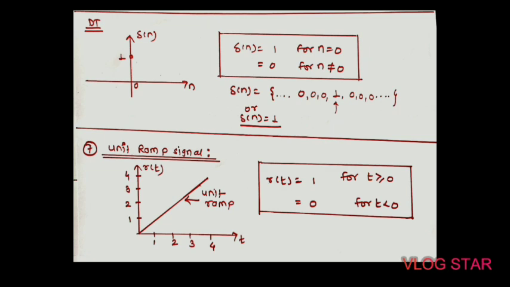Next type of signal is unit ramp signal. A discrete time unit ramp signal is denoted by u of n, and the continuous time ramp signal is denoted by r of t. Mathematically, this unit ramp signal in continuous form is r of t equal to t for t greater than or equal to 0, and r of t equal to 0 for t less than 0.